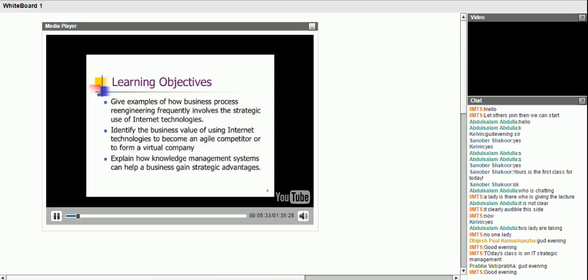So anyway, re-engineering is another topic, identifying the business value of using the internet and internet technologies as well. And then also looking at identifying how to become agile in terms of an agile competitor, and how to form a virtual company, and how to use technology to give you a company image. In fact, that brings up a really good point. Talking about throwing out a blanket and putting some jewelry on it.